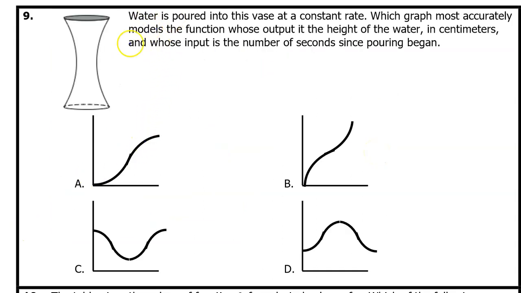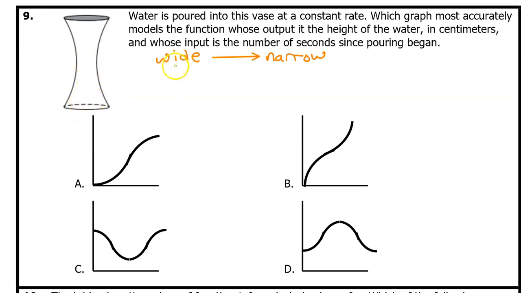Number 9. Water is poured into this vase at a constant rate. Which graph most accurately models the function whose output is the height of the water in centimeters and whose input is the number of seconds since pouring began? As the water is poured into the vase, it starts out at the wide part at the bottom. As the water rises, it rises into this narrow part.